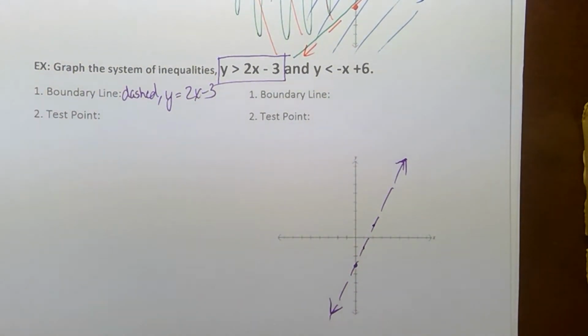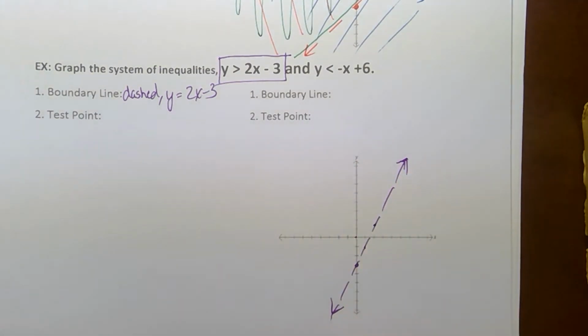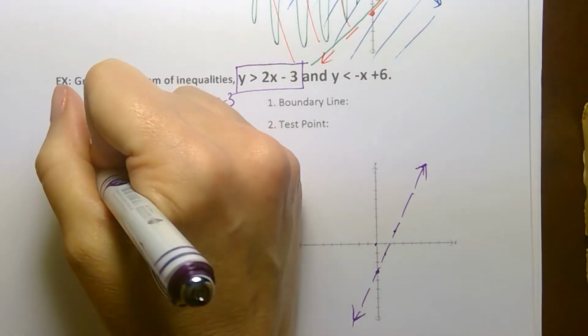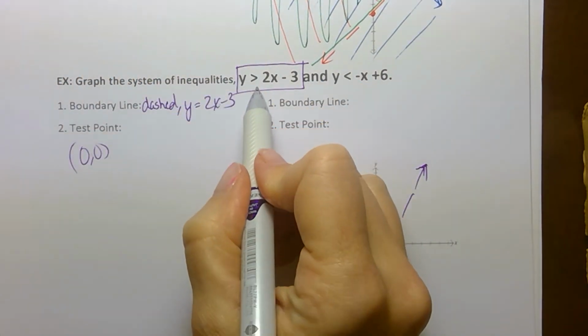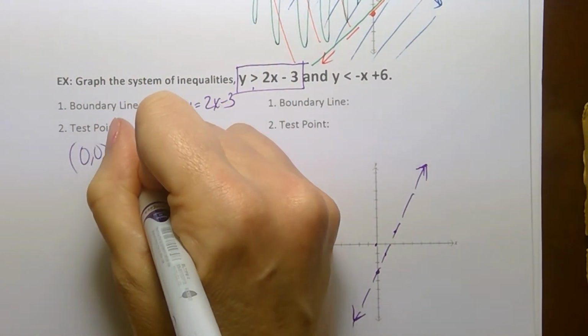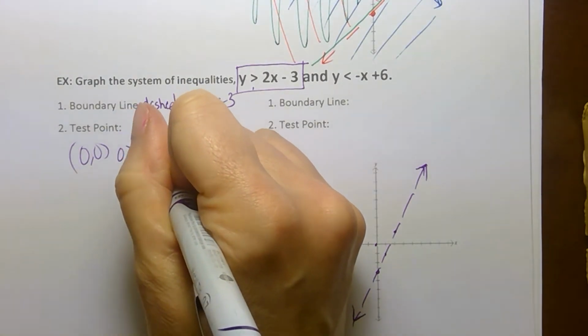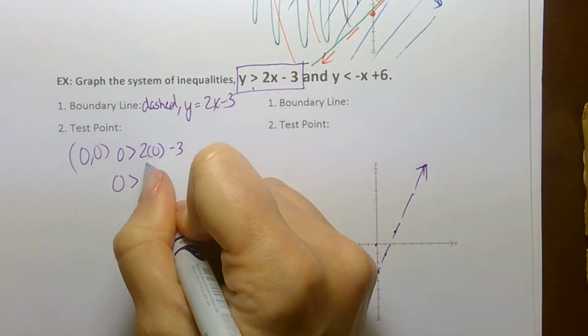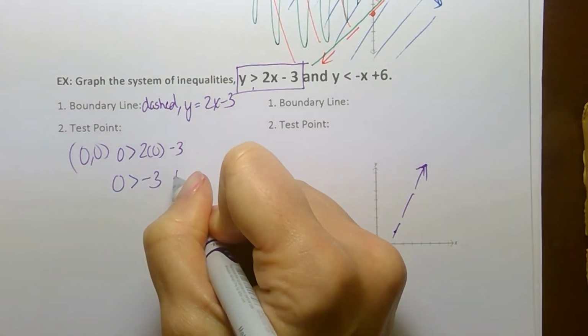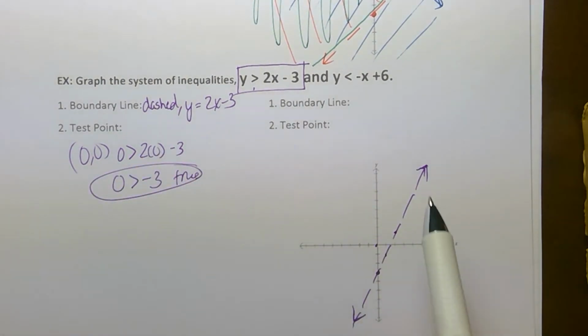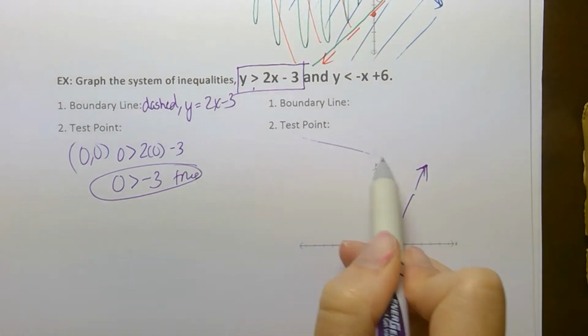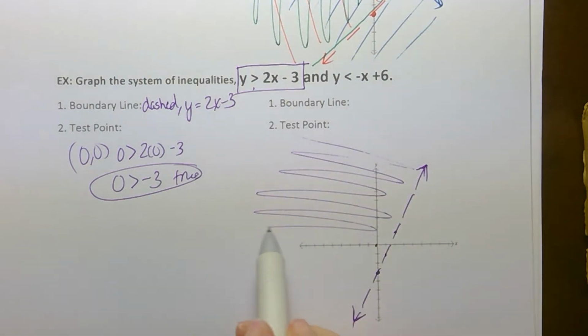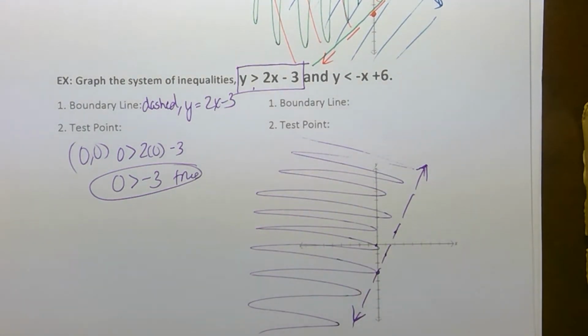And then I need to check a test point for this boundary line. I can use the origin because it's not on my boundary line. So I can test the point 0, 0 into that inequality. 0 greater than 2 times 0 minus 3. Well, that gives me 0 is greater than negative 3, and that is a true statement. So I include that point in this side that I shade for this boundary.